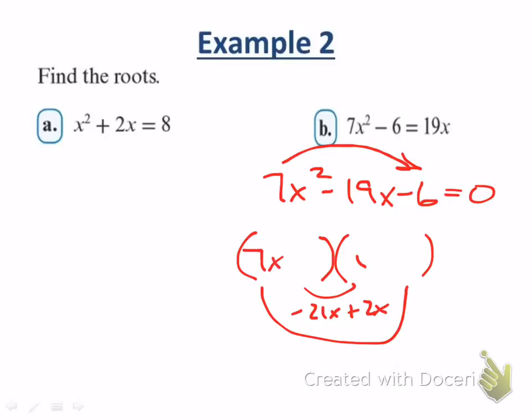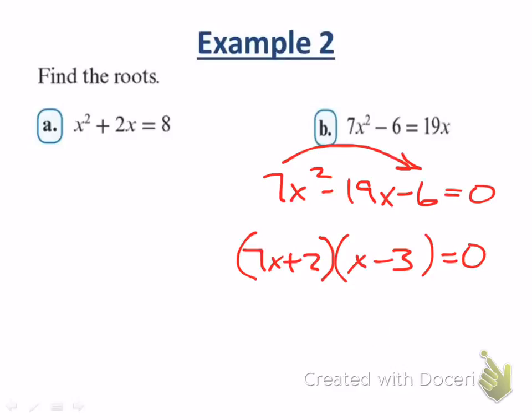So I need negative 21x plus 2x from these two products. 7x squared only has 7x and x as a possibility. So that'll be 7x plus 2, x minus 3 equals 0. Okay, so you can see now even more so than what we've done before, you'll see even further the importance of being able to factor things quickly.